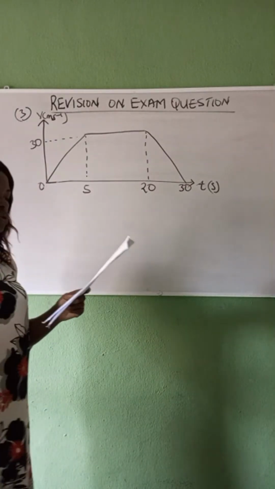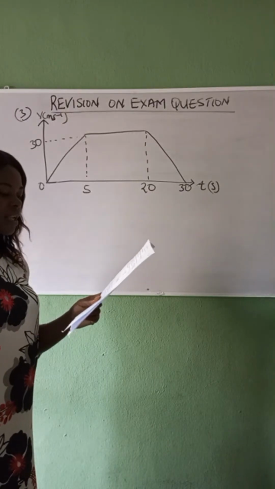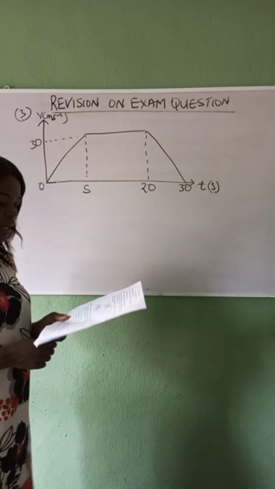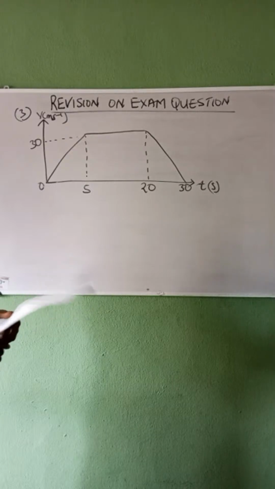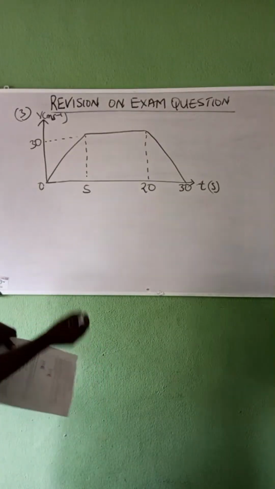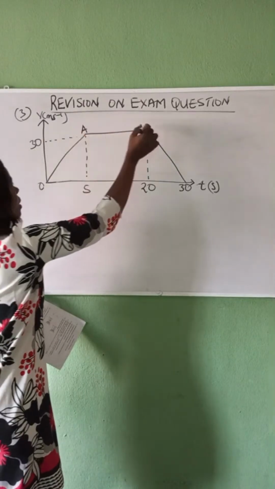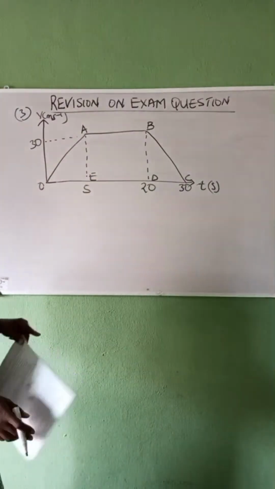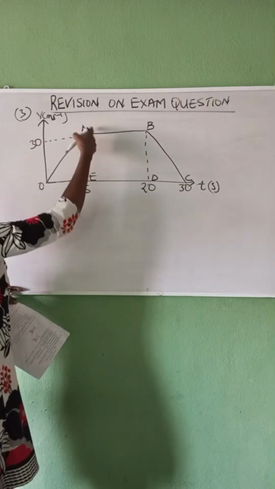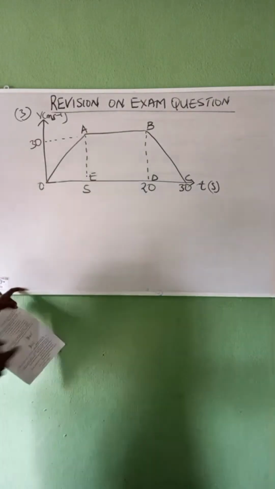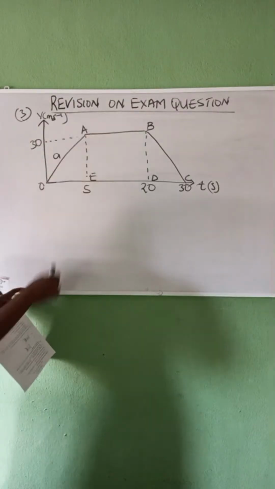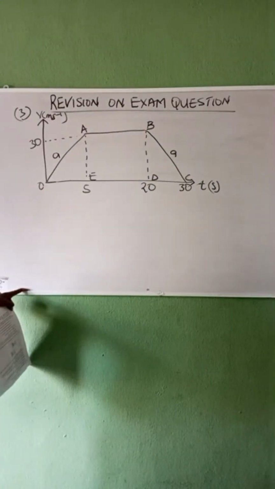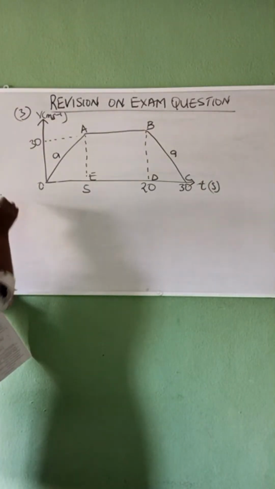The next thing to do is to use the graph below to calculate the acceleration during the first 5 seconds. That is from here to here. We have to calculate the acceleration. Now, we are going to label this to enable us solve what you're looking for. This is A, B, C, D, and E. Is that okay? Now, acceleration is this line OA. This line OA becomes my acceleration, while this line BC becomes my deceleration.